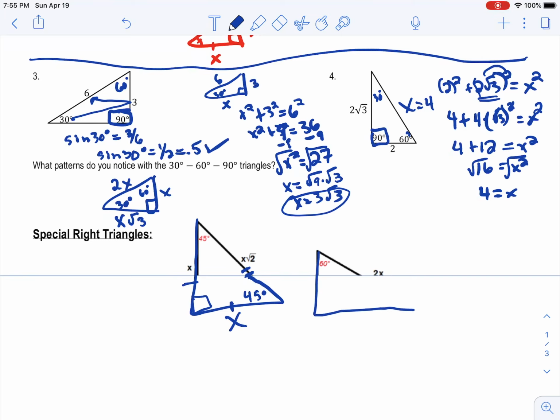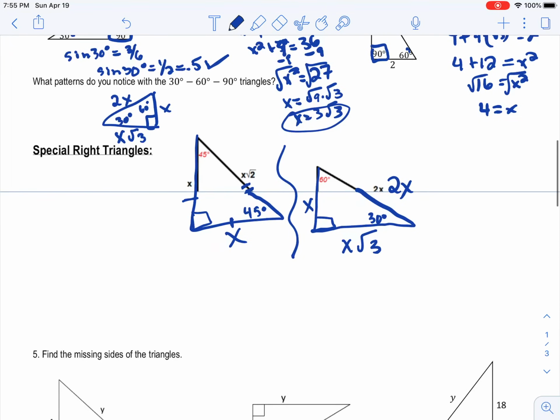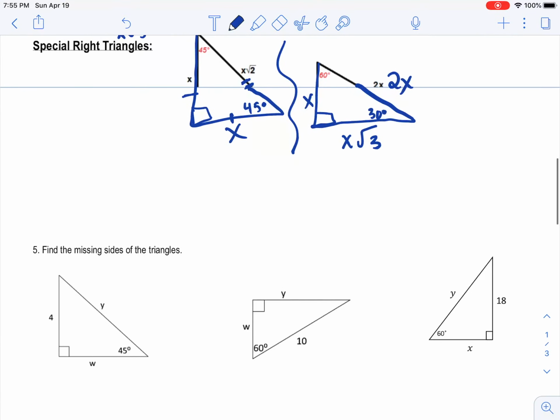On this other triangle, I have 60 degrees. Here's my 90. Here's my 30. My hypotenuse is 2x. Across from my 30 degrees is x. And across from 60 is x square roots of 3. Always. So let's use those and find some of these down here.